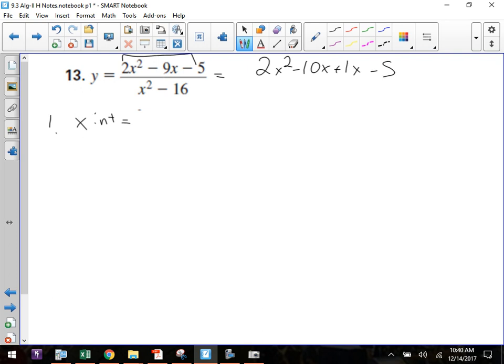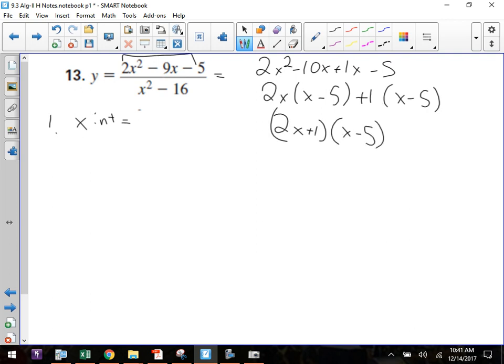Just put it off to the side there. And that's setting me up for factoring by grouping. GCF, I'm going to get a 2x times x minus 5, plus 1 times x minus 5. That allocates my zeros then to being at -1/2 and 5.